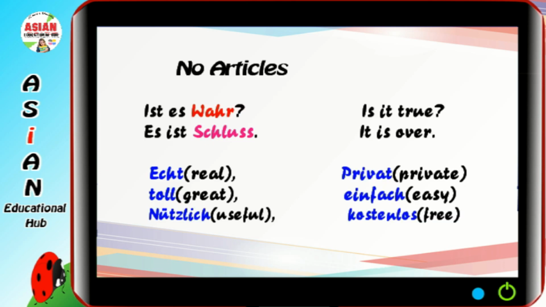Now there are some words in German that we use here without any article. Ist es wahr? Is it true? Es ist Schluss. It's over. You can make some sentences with the help of these words. Echt means real, privat, private, groß, great, einfach, easy, nützlich, useful, and kostenlos, free.